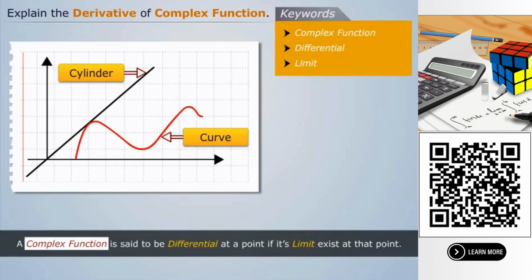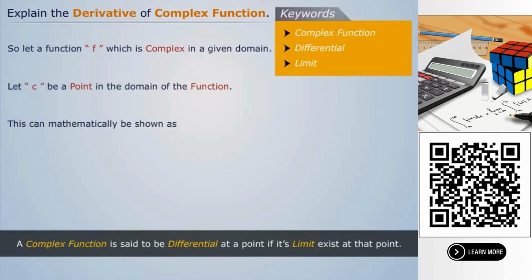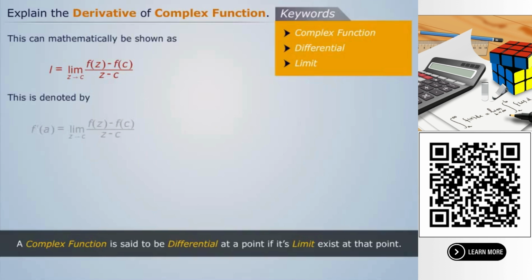A complex function is said to be differentiable at a point if its limit exists at that point. So let a function f, which is complex in a given domain, let C be a point in the domain of the function. This can be mathematically shown as, this is denoted by, we call it the differential of the function f at point A.